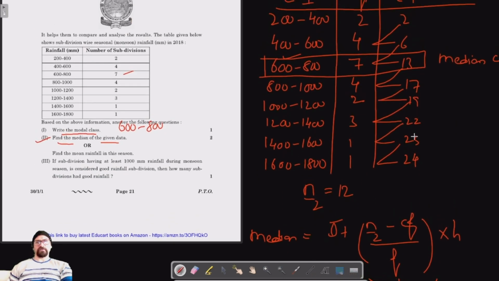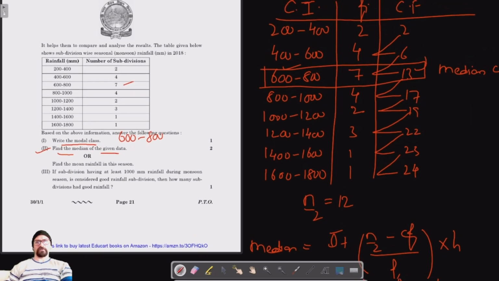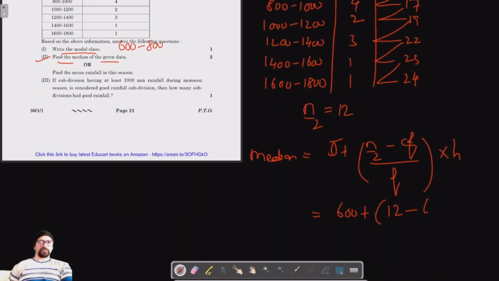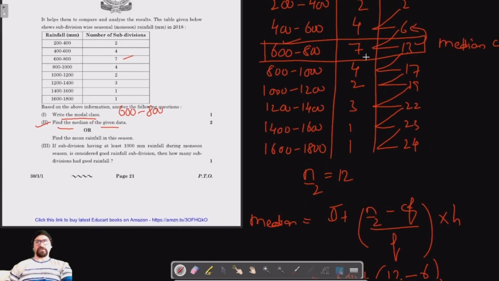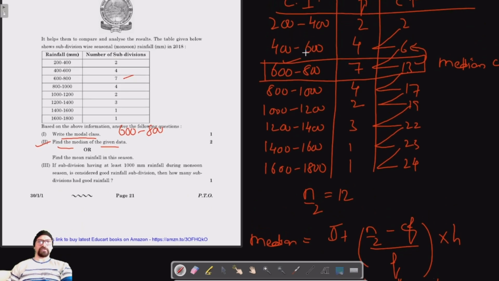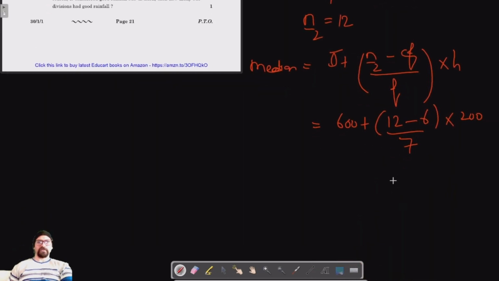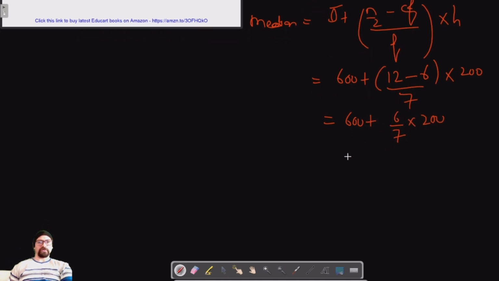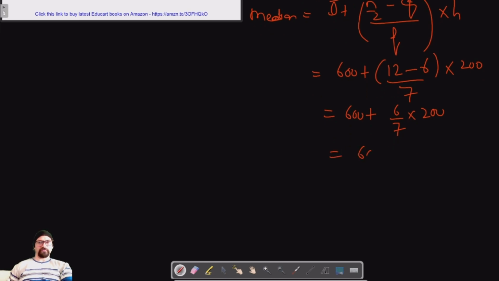cumulative frequency is the cumulative frequency of the class before the median class, the previous to the median class, which is 6, and frequency is 7 of the median class, and h is the class size, which is 200. So which gives us 600 plus 12 minus 6 is 6 by 7 into 200. So this is now 600 plus 1200 by 7.